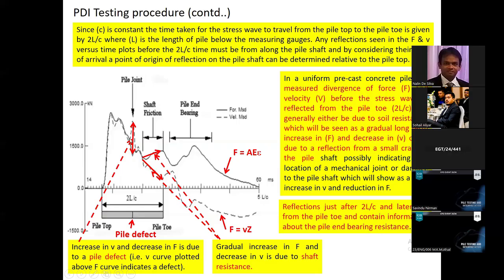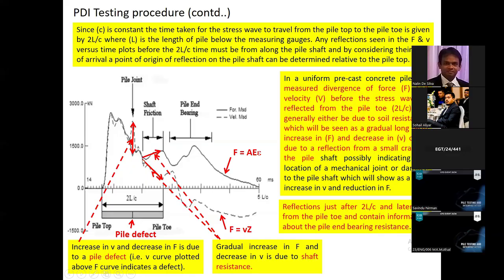So if the velocity overshoots the force response, this is indicating a defect along the pile. Maybe this sudden overshoot may be due to a crack or joint along the pile.